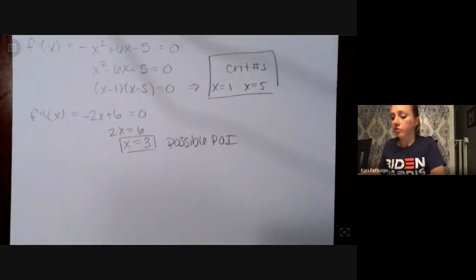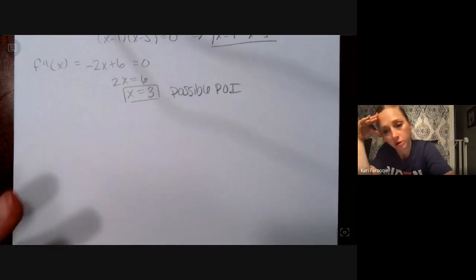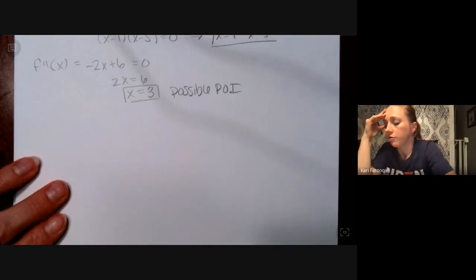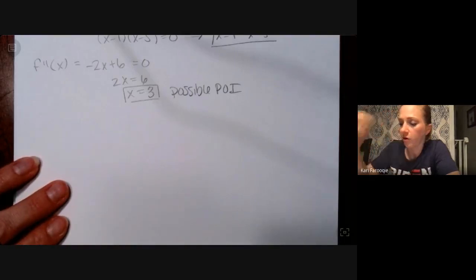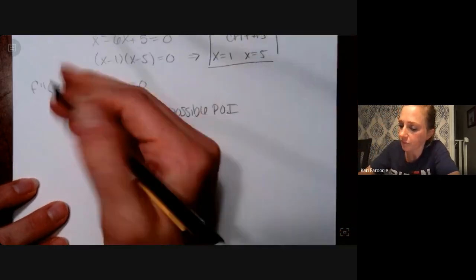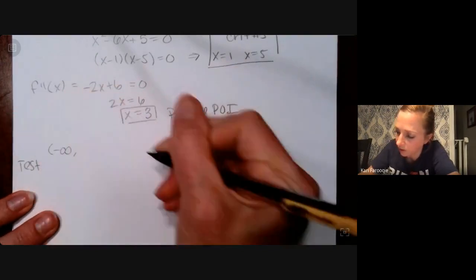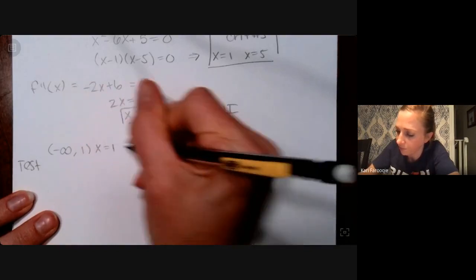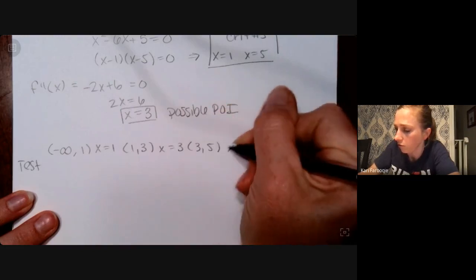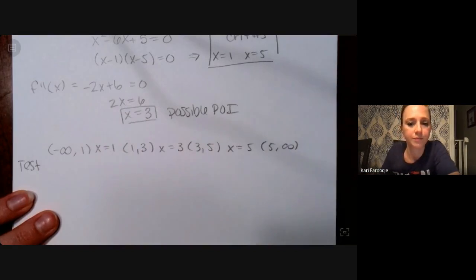Let's make our chart here. Remember, we would normally include vertical asymptotes in the chart. We don't have any discontinuities here to worry about. So we're going to use our critical numbers and our possible point of inflection 1, 3, and 5. So I'm going to start at negative infinity. I'm going to go up to 1. I'm going to go from 1 to 3. I'm going to go from 3 to 5. And then I'll go from 5 to infinity.